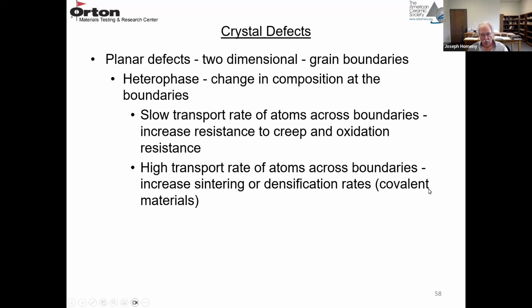And covalent materials are harder to sinter. There's strong bonding, but you usually have to add an impurity at the grain boundaries to get these to sinter. So you have to add a dopant to enhance the sintering rate of materials like silicon carbide and silicon nitride, and you want a high transport rate to enhance the sintering.